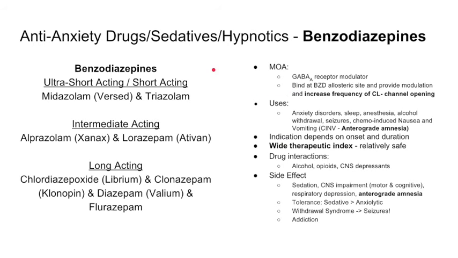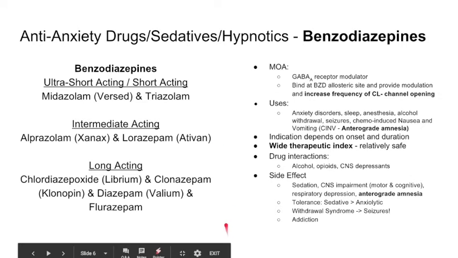All right, so we'll start with some of the bigger drugs, benzodiazepines. If you haven't heard of them before, you'll be seeing a lot of these for the rest of your career. There are many different kinds that are broken down by onset of action and duration of action. We have the ultra short acting, midazolam or Versed and triazolam. We have our intermediate acting, alprazolam or Xanax, and lorazepam or Ativan.